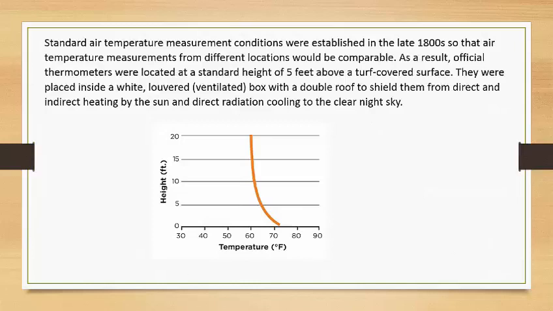Standard air temperature measurement conditions were established in the late 1800s so that air temperature measurements from different locations would be comparable. As a result, official thermometers were located at a standard height of 5 feet above a turf-covered surface. They were placed inside a white louvered box with a double roof to shield them from direct and indirect heating by the sun and direct radiation cooling to the clear night sky.